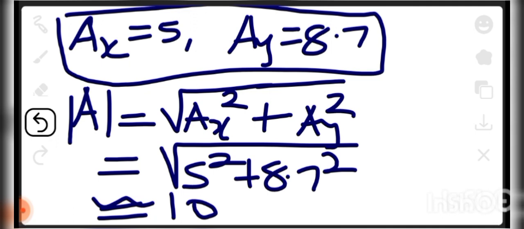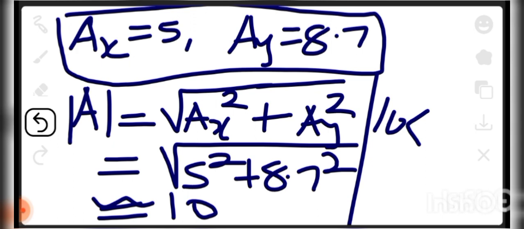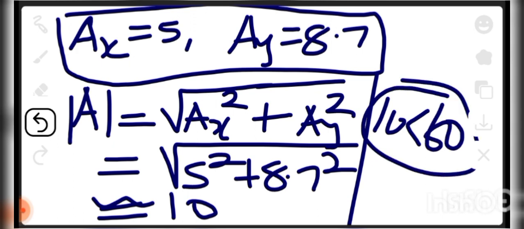So if you want to represent this vector now in polar form, you just write the magnitude of A, which is 10, to the angle of what? Remember the angle was what? 60 degrees. This is how to write it in polar form. Simple as ABCD. So the components are 5 and 8.7, the x and y components.